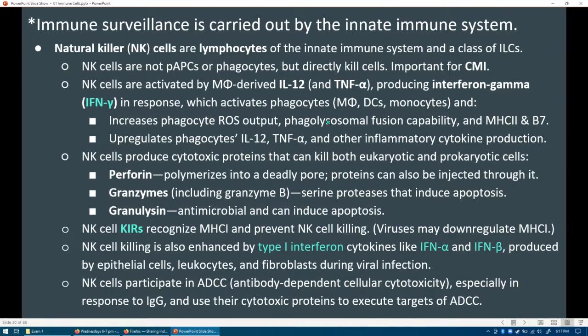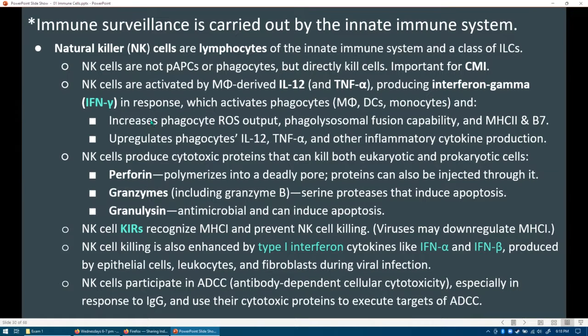So you can see that this acts as a positive feedback loop. The IL-12 acts on the natural killer cell, causes it to make interferon gamma. The interferon gamma acts on the macrophage, causes it to make more IL-12. And they're just continually activating each other like clockwork in a positive feedback loop.